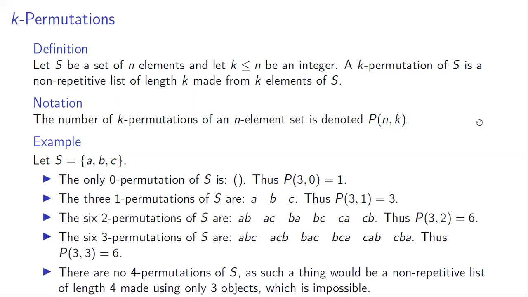How about 4 permutations of S? There are no 4 permutations of S, as such a thing would be a non-repetitive list of length 4 made using only 3 objects, which is impossible, right? What would a 4 permutation of S look like? You would have to have a non-repetitive list of length 4 made from these symbols, but there are only 3 symbols there, so not possible. Thus, P(3, 4) is 0.